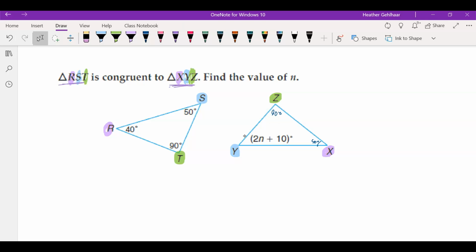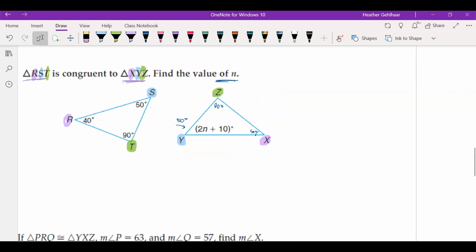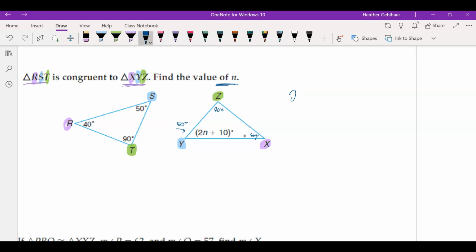Okay, so then here we have S and Y. Well, S and Y are congruent, so Y should be 50 degrees, but we need to find the value of N. Since I know Y is 50, I'm going to do 2N plus 10 equals 50. We'll then go ahead and solve. So we'll get 2N equals 40, and then N equals 20.